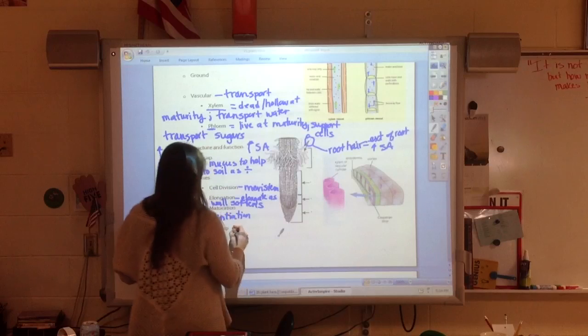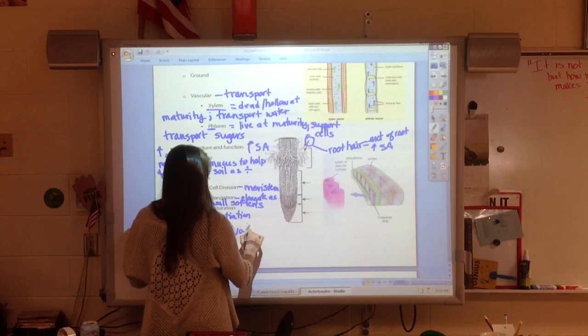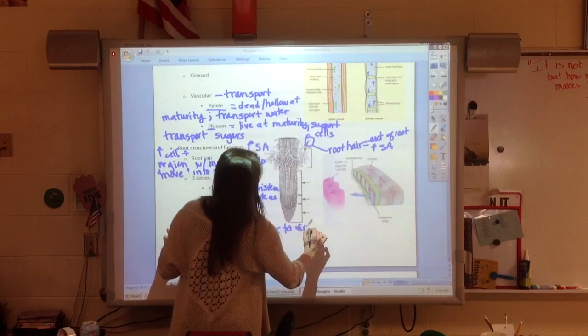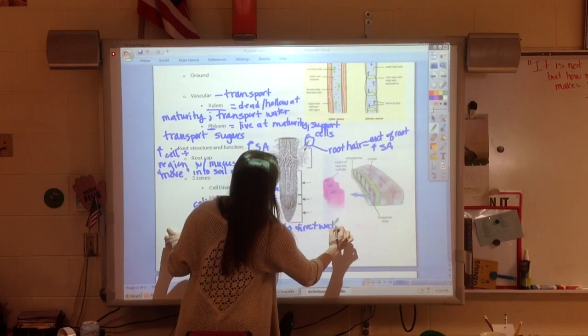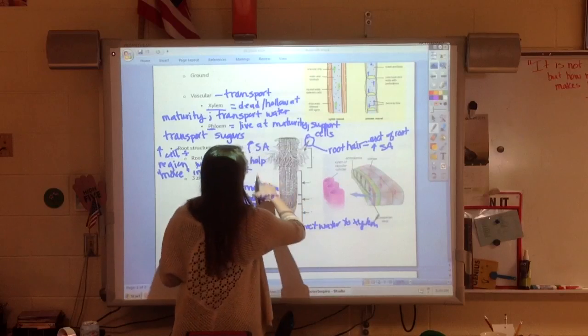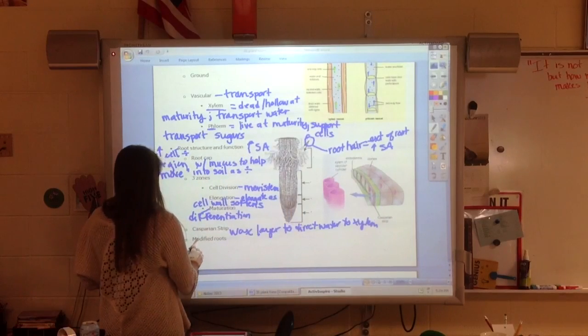The Casparian strip is going to be a waxy layer to direct water to the xylem. So once the water enters the root, we need it to get to the xylem. And modified roots, we have storage.